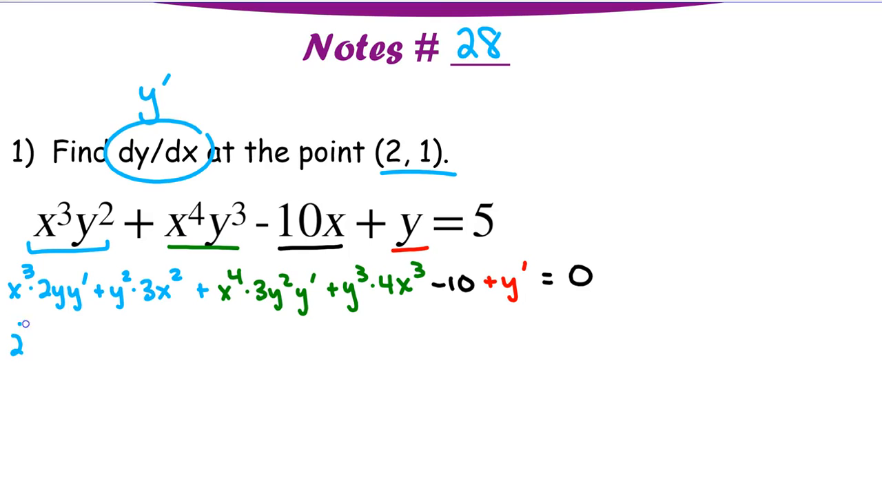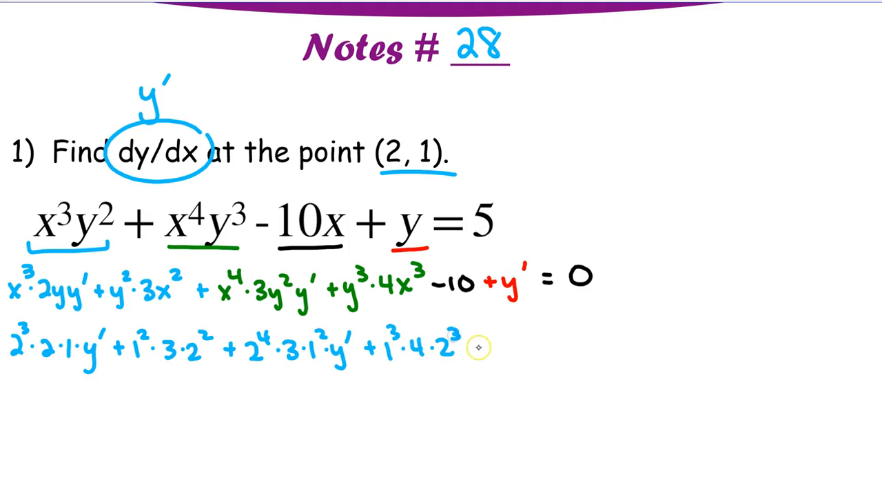So we have 2 cubed times 2 times 1 times y prime plus 1 squared. Of course, you don't have to write the times 1, and you don't have to write the 1 squared. You can leave that out. I'm just doing it to be thorough for you to understand. 1 squared times 3 times 2 squared plus 2 to the 4th times 3 times 1 squared times y prime plus 1 cubed times 4 times 2 cubed minus 10 plus y prime equals 0.